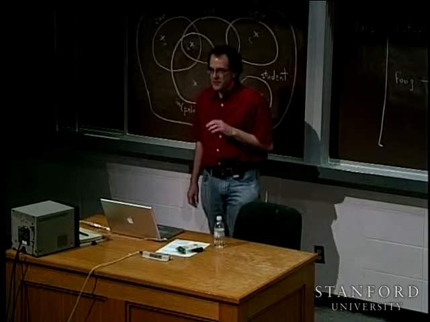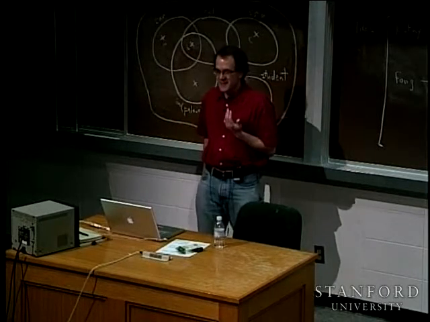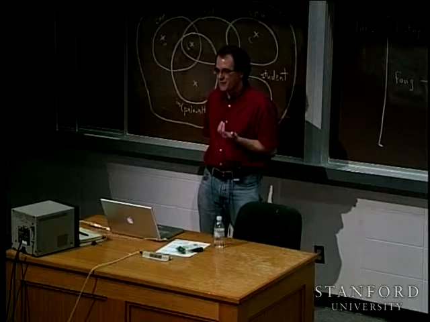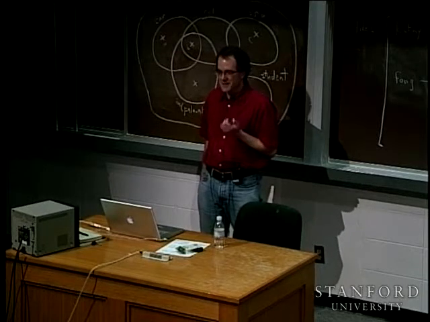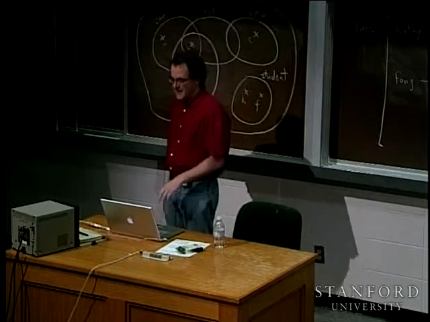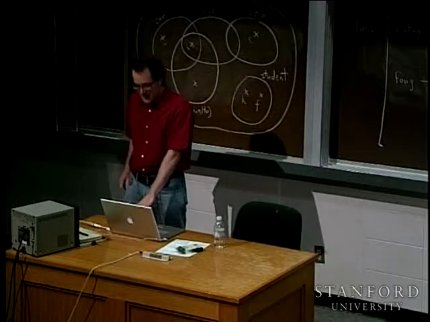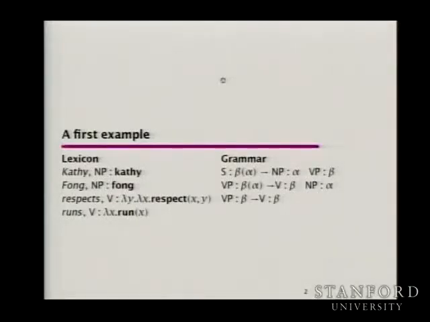Okay, so for the first couple of slides, essentially I'm going to recap in a slightly more formal way the kind of material that we talked about last time, and then go on and talk about how we can get further than this. So this looks familiar from last time. We have two people, Kathy and Fong. We have a verb respects, which we're representing with lambda calculus taking two arguments, and an intransitive verb run. And then here's our grammar.